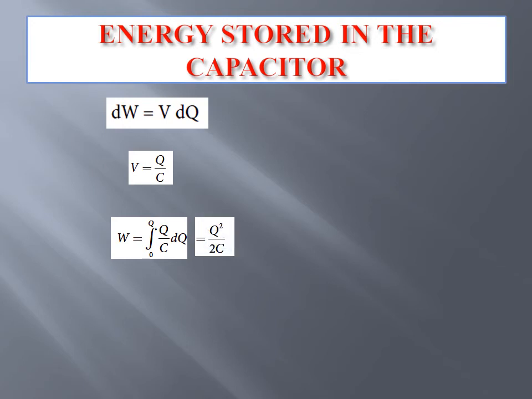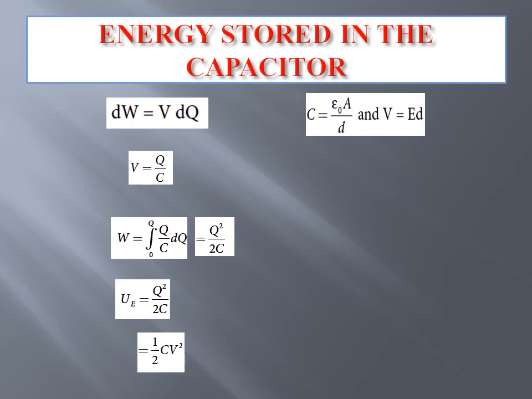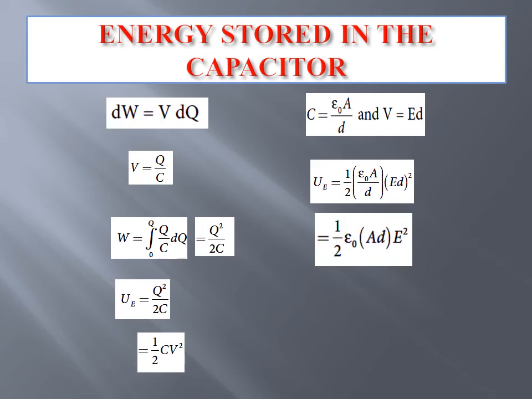Therefore, when you integrate it, you get Q squared by 2C as the potential energy stored. Now, substitute the value of Q, because we know Q is equal to C into V, and you get half CV squared. Now, for parallel plate capacitors, C is equal to epsilon naught A by D, and V is equal to E into D. Substitute these values, you get UE as half epsilon naught A by D into (ED) the whole squared. D gets cancelled, and you get half epsilon naught AD into E squared.